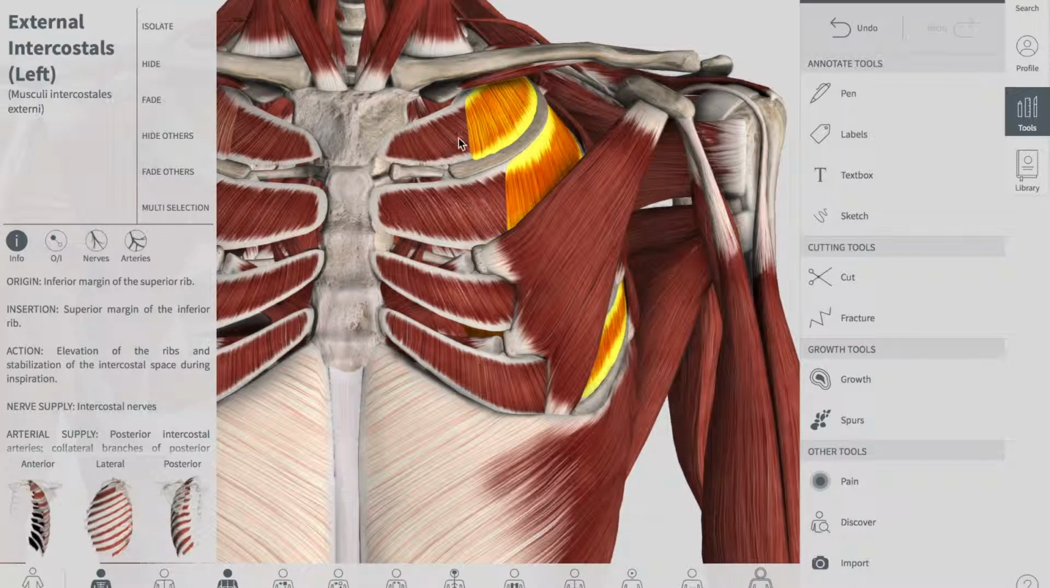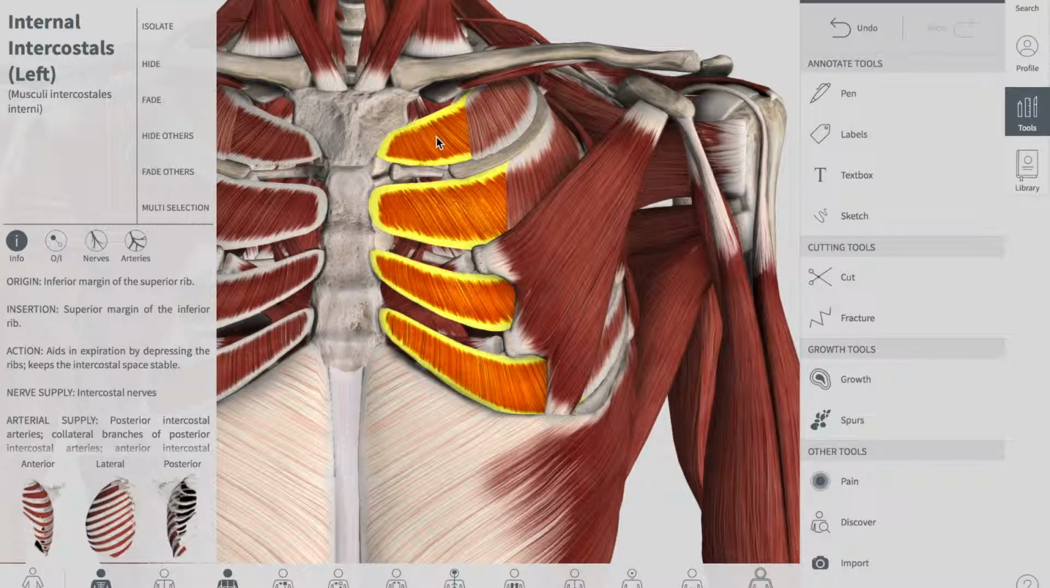So this is the internal intercostal, which forms the intermediate layer between the external and the innermost. The innermost cannot be seen here, as it is on the most inner side. We will look at it in just a bit. So this muscle is the internal intercostal, which forms the intermediate layer.